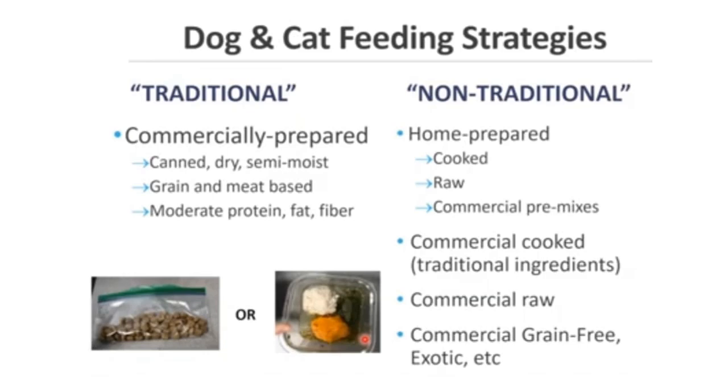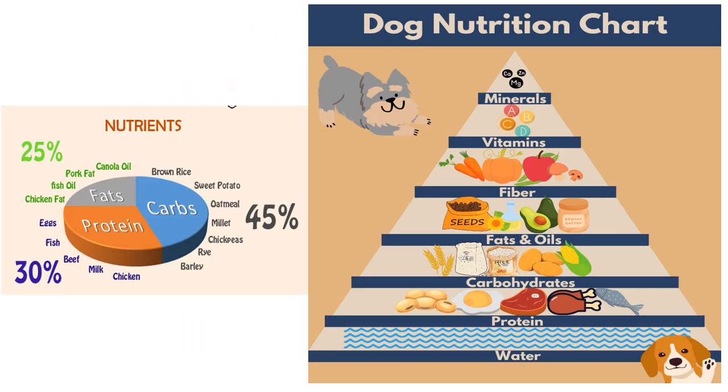And the non-traditional feeding strategies like homemade or home prepared, they can be raw or cooked or mixing of the commercial premixes. There are commercial cooked traditional ingredients used for feeding, or commercial raw pet foods are available, and commercial grain free and exotic pet foods are available. This is just a brief understanding about the feeding strategies, traditional or non-traditional type. Here we will see the dog nutrition chart, or we can see the food pyramid for the dogs.